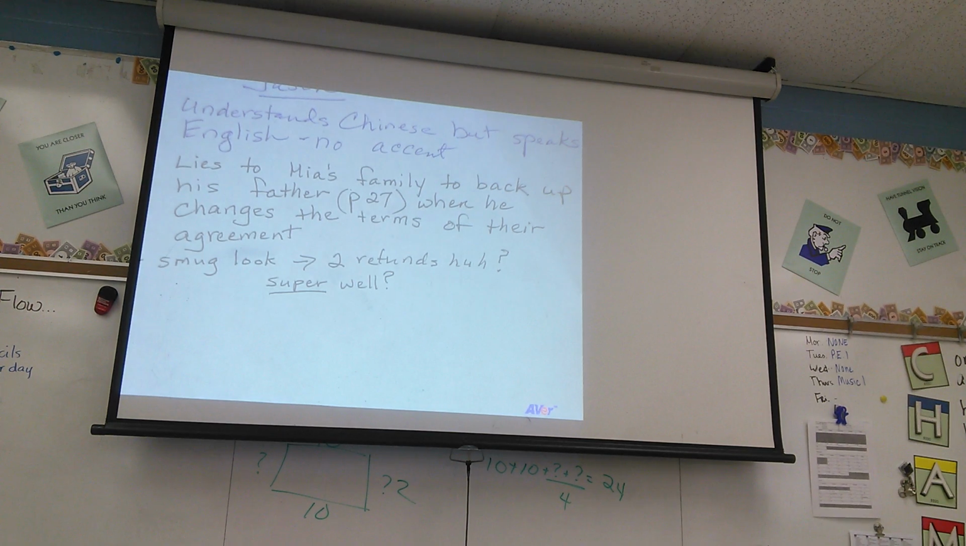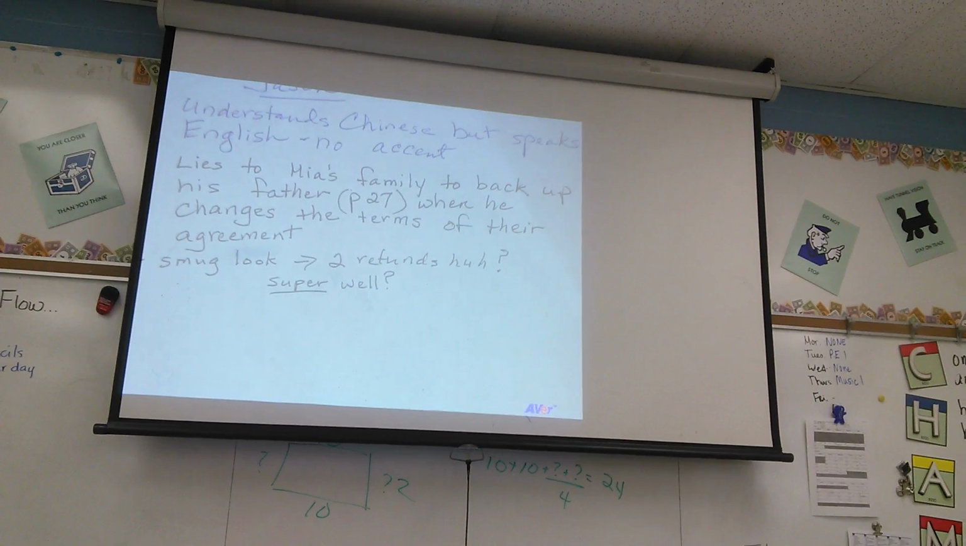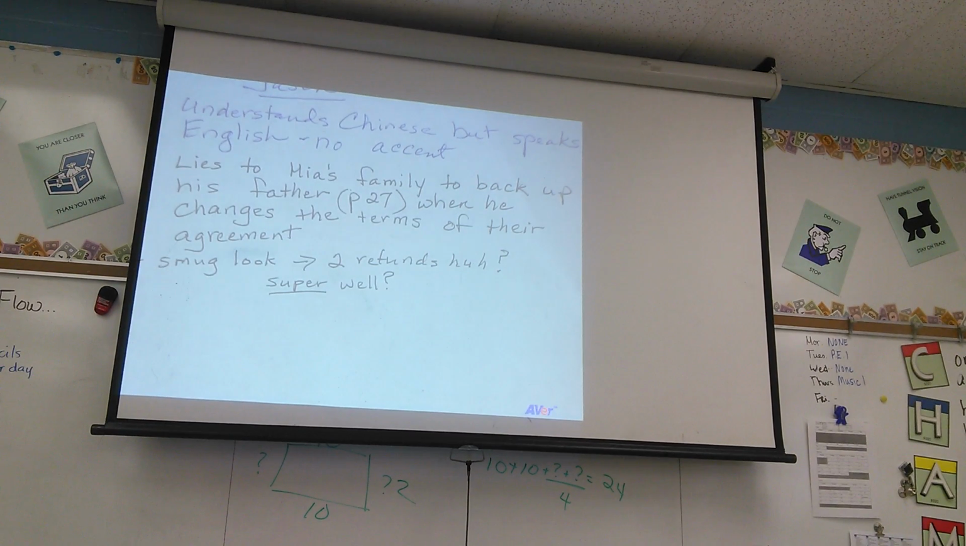We've read the story. We know exactly what they said when they were in Mr. Yao's house and they were talking about the terms. Mr. Yao said $5 a customer. There are 30 rooms in the motel. Remember Mia's mother? Can you imagine her dreamy look on her face when she was calculating how much money that was going to be? That was going to be $150 a day.